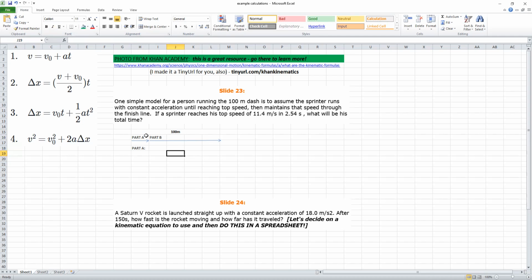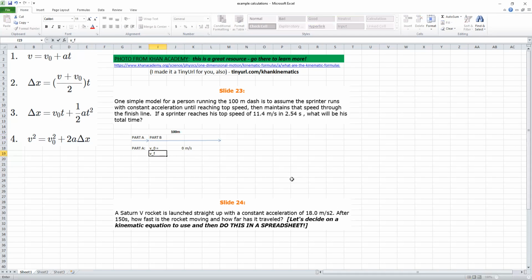So for part A, we want to figure out what's going on here. It's going to be some fraction of 100 meters. Part B, incidentally, will also be a fraction, but the greater part of it. That's our assumption. So we know that the sprinter is going to reach their top speed of 11.4 meters per second in 2.54 seconds. So that is what we use for part A. They're going to reach this top speed, which means they probably started from rest, right? So I'm going to say speed 0, right? That's an underscore, just meant to show that this is a subscript. So speed 0 is, hey, I'm going to say it's 0 meters per second.